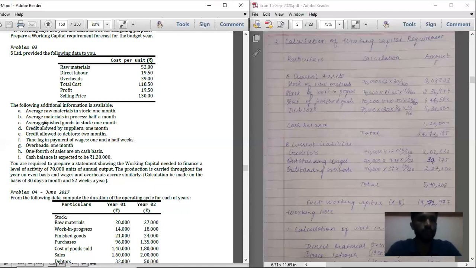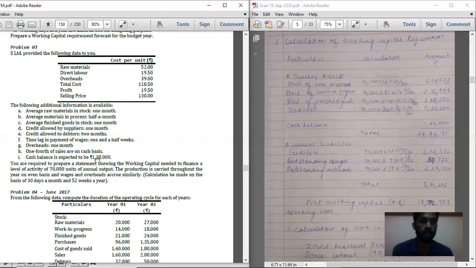Point number H, 1/4 of the sales are on cash basis, which means 3/4 of the sales are on credit basis. For calculating the credit allowed to debtors, point number H is important. And last is point number I. They have given directly that cash balance is expected to be 1,20,000. So they have not given it as a percentage of net working capital.